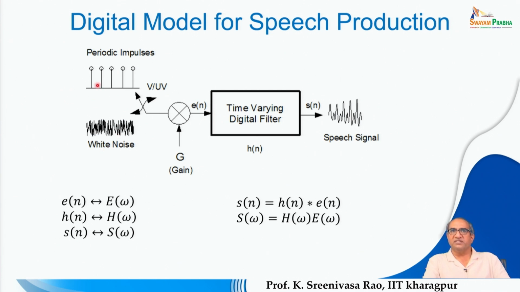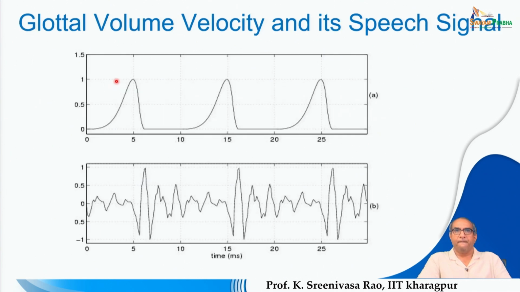In the case of voiced excitation, we have seen that the release of the exhalation of air will be transformed into a sequence of pulses. That is what we saw in the previous slide, where you have a sequence of narrow pulses. You can see the narrow pulses here. So this is the excitation corresponding to voiced speech.